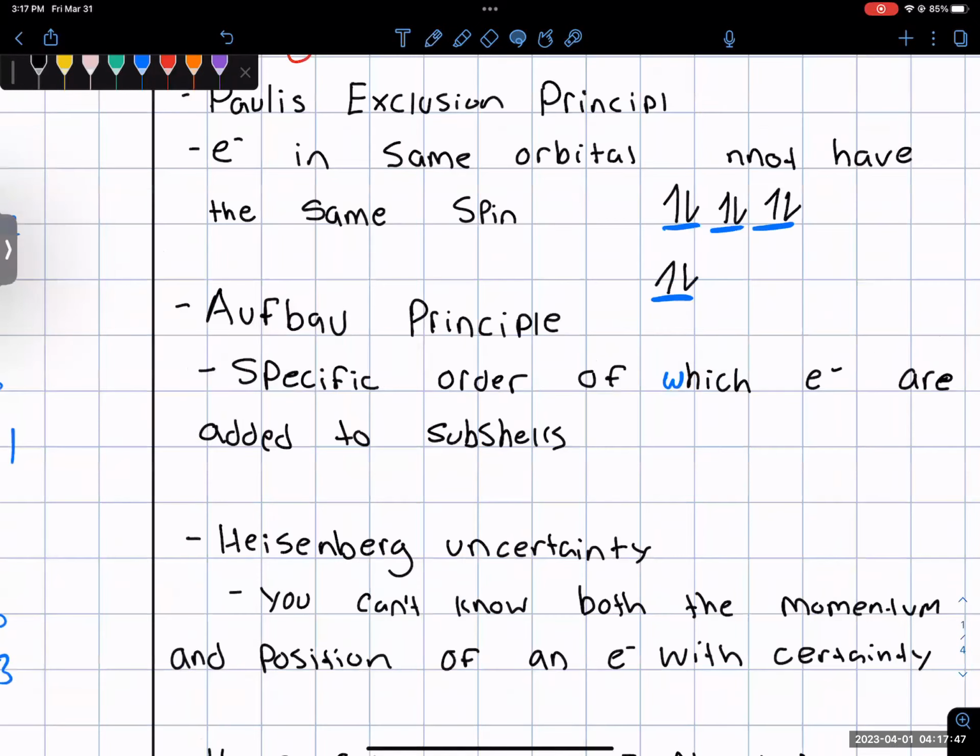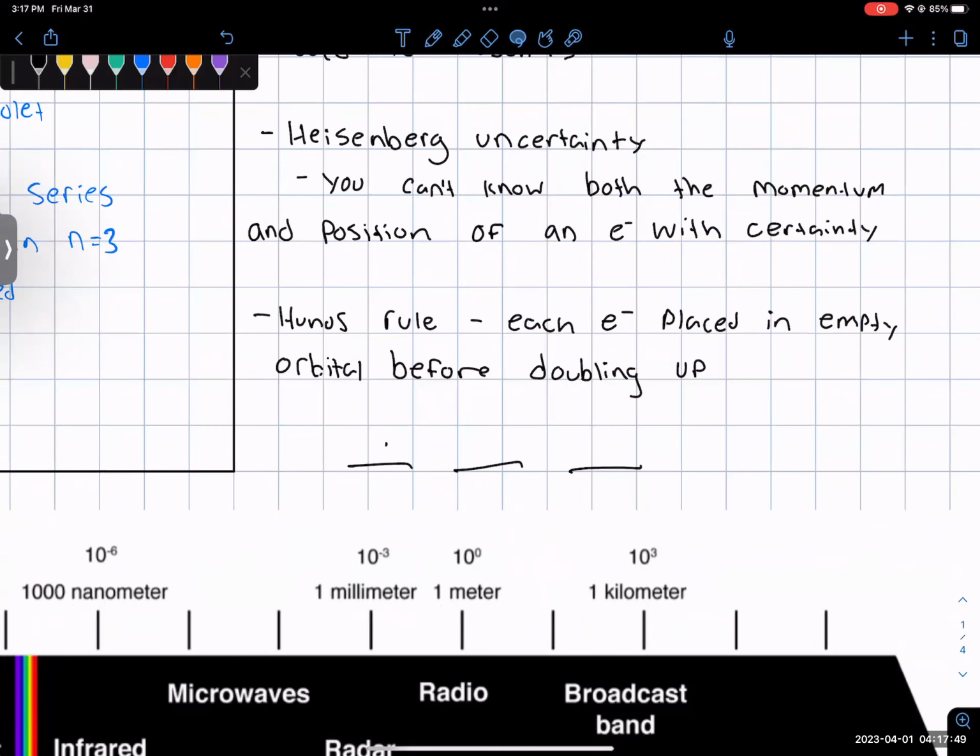All right, so then there's this other thing called Heisenberg's uncertainty principle. No, this is not the chemistry teacher from Breaking Bad. It says you can't know both the momentum and position of an electron with certainty. What does that mean? You can either tell where an electron is or how fast it's moving. You can't tell both, because electrons move really fast around the nucleus. There's no in between. There's actually an equation for that.